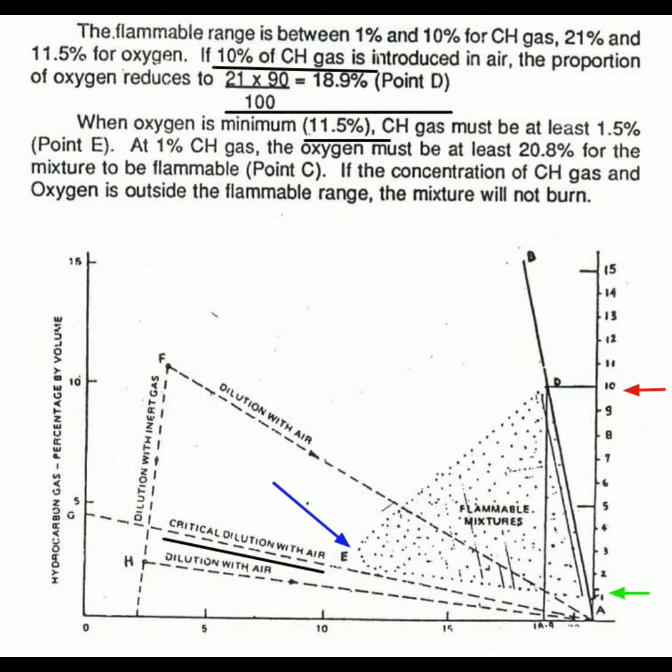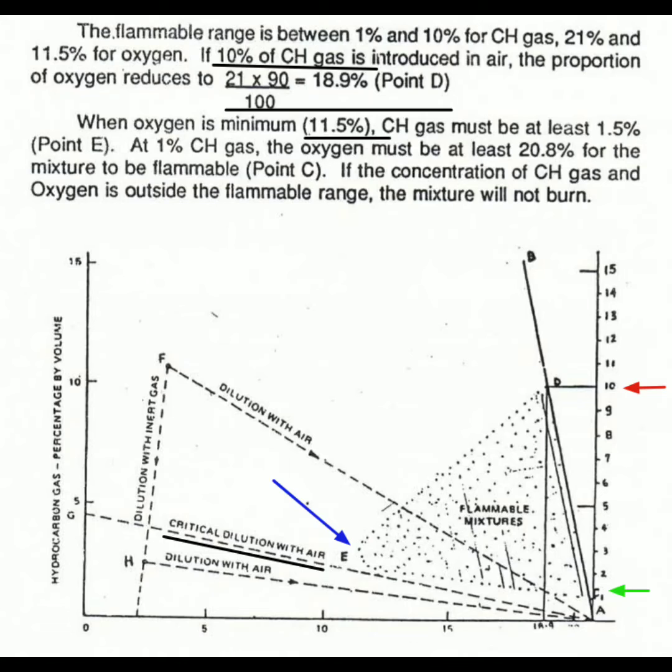As you can see in this flammability diagram, the x-axis represents the percentage of oxygen by volume and the y-axis represents the percentage of the hydrocarbon by volume. On the x-axis the maximum O2 that we can have is 21%, and on the y-axis we have taken the hydrocarbon percentage to be at a maximum of 15%. The important points in this diagram are point A, point D and point E. These are the most important points.